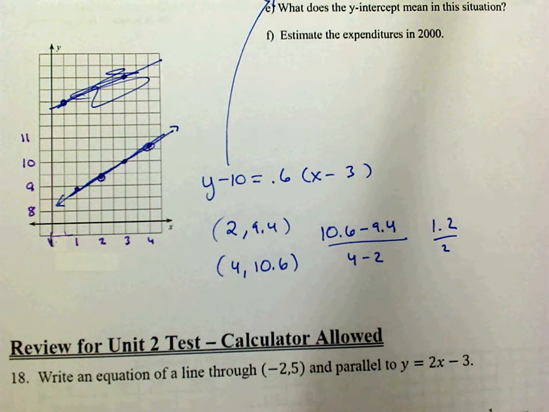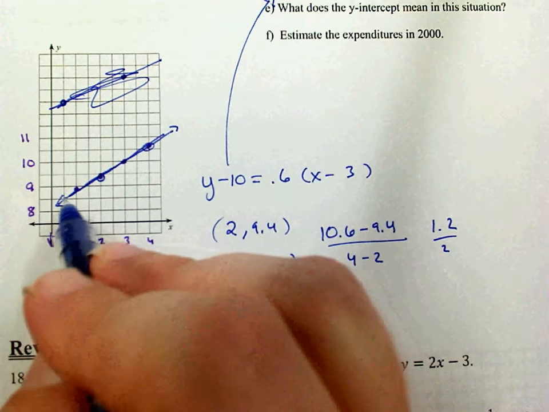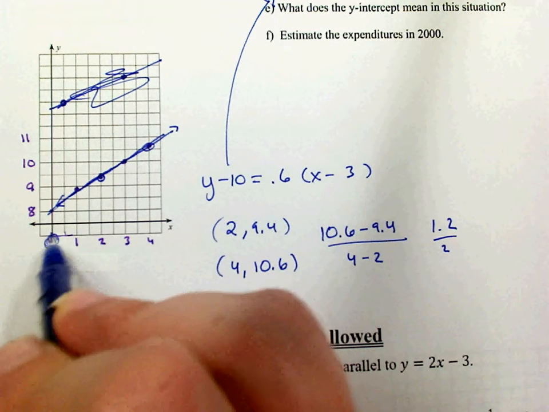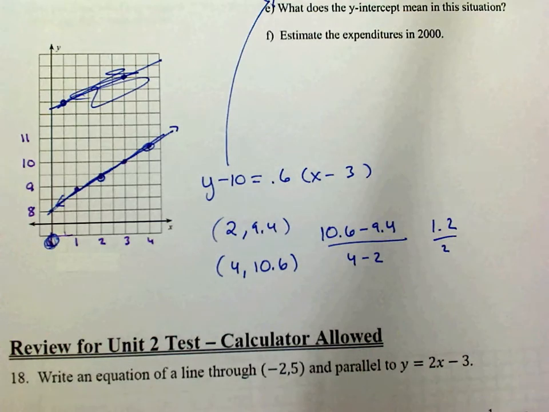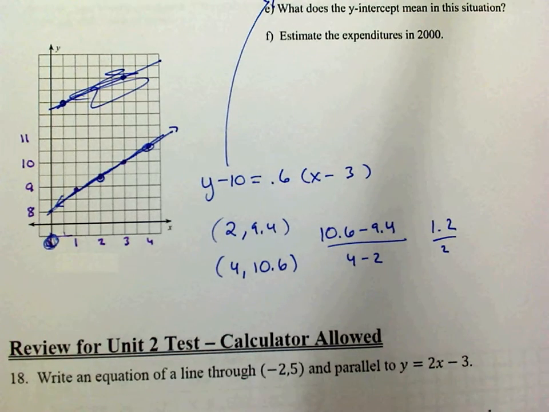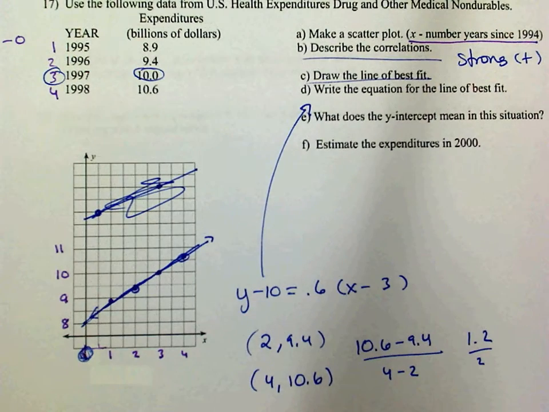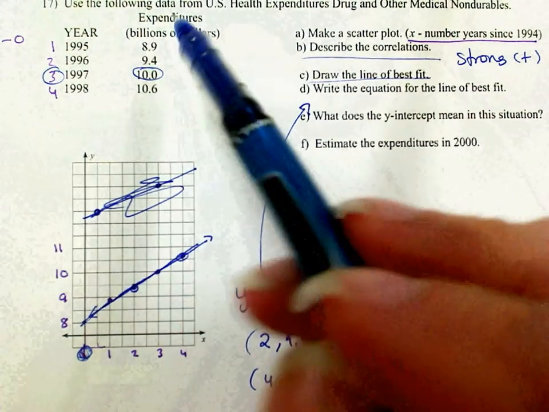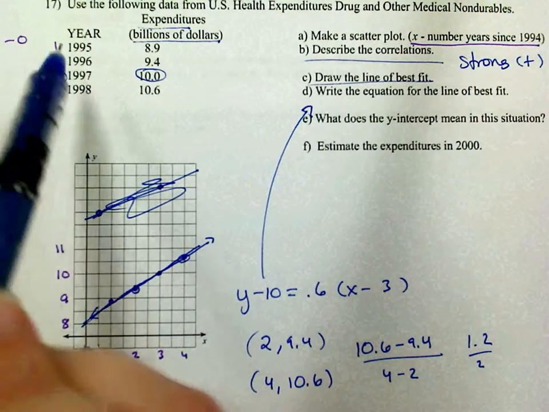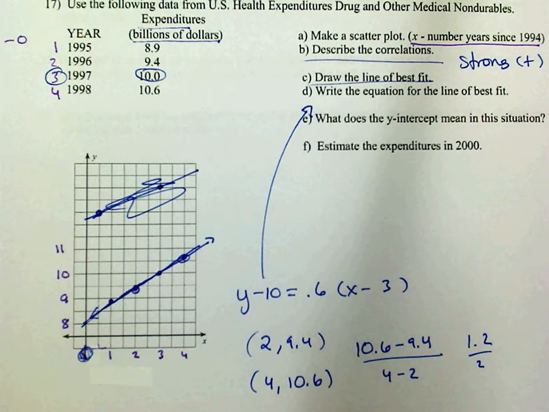The y-intercept would be what's happening at 0, right? 1995 is your... Yeah, so the y-intercept I would say would be the expenditures in billions of dollars in 1994. Does that make sense? Right. Right. Estimate the expenditures in 2000.